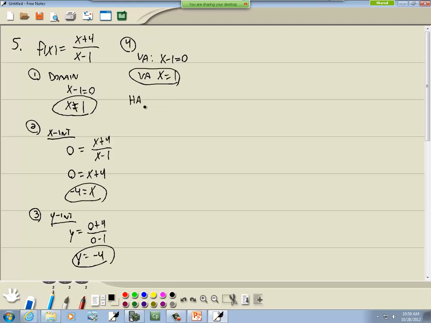Now for a horizontal asymptote, our fifth thing. If the degree of the top is 1 and the degree of the bottom is 1, the degrees are the same, then you create a fraction of the number in front of the x to the largest power. Here's x to the largest power, the number in front of it is a 1, and here's x to the largest power, the number in front of that is a 1. So our horizontal asymptote is y is equal to 1. Our slant asymptote: you only have a slant asymptote if the degree of the top is 1 larger than the bottom. So there's none here.